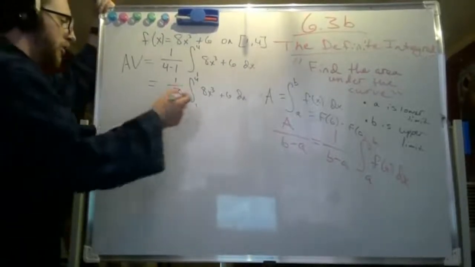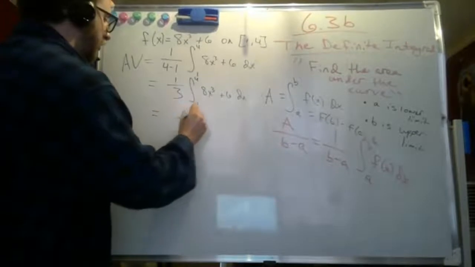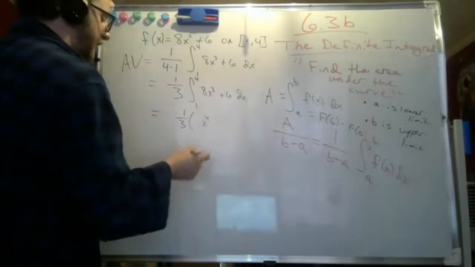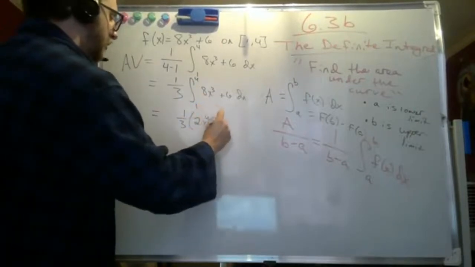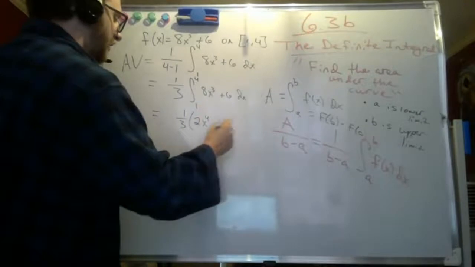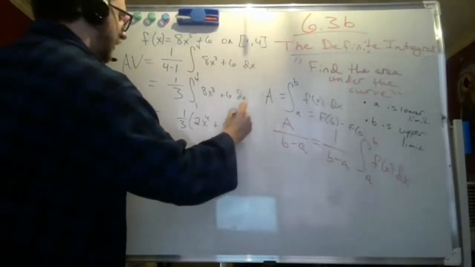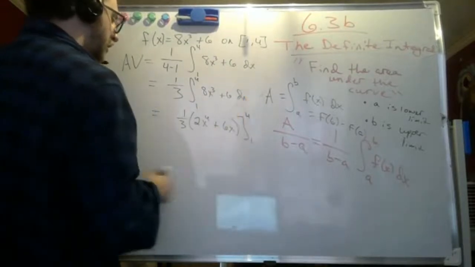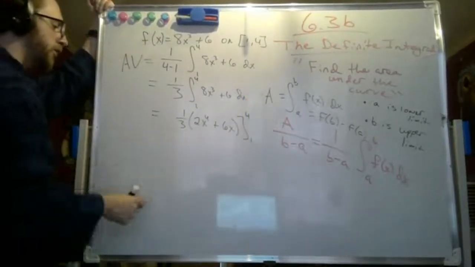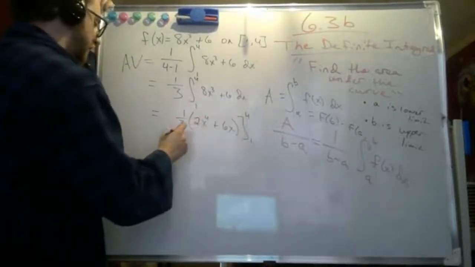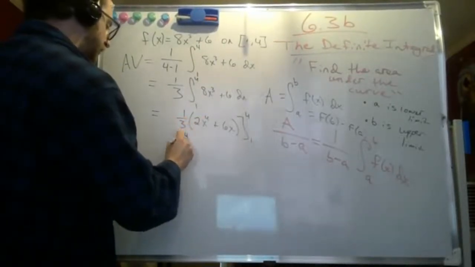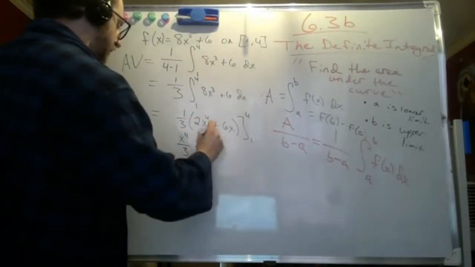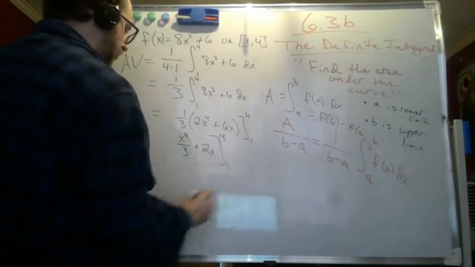So we keep going here, and I'm going to have 1/3 on the outside. X will be raised to the 4th power. 8 divided by 4 is 2, plus 6x. I won't have any plus C here, and I'm evaluating from 1 to 4. So I'm going to go ahead and multiply my 1/3 to the inside so I won't have to worry about it later. And I'm going to have x to the 4th divided by 3 plus 2x. And now I'm ready to just plug in 4 and 1.